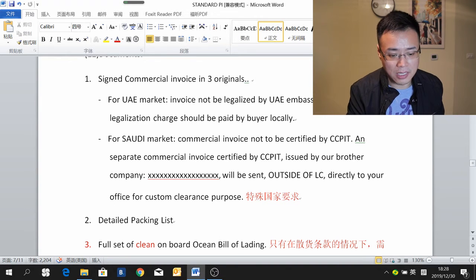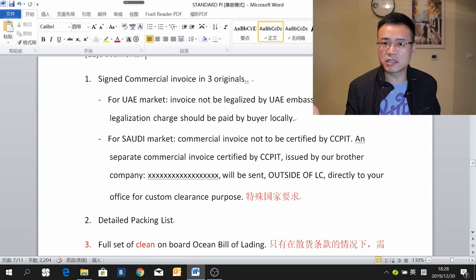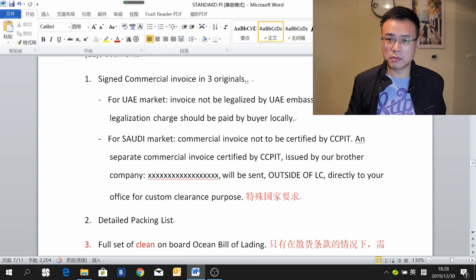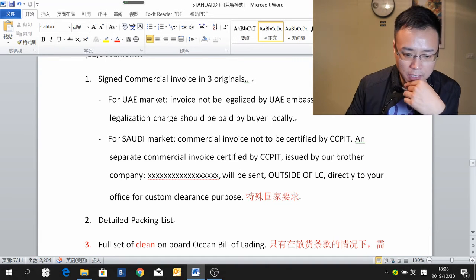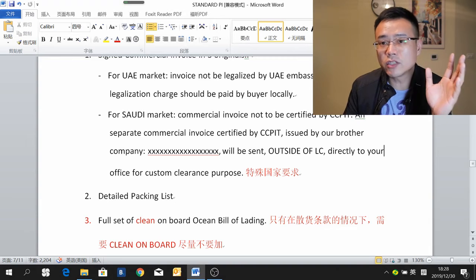waste time and money. And such a procedure may take 2 weeks or sometimes 3 weeks, depending on the working days. During big holidays, it takes 3 weeks. Then definitely you're going to miss the document presentation period. And for the Saudi market, this is mandatory, and there's no way to avoid it.